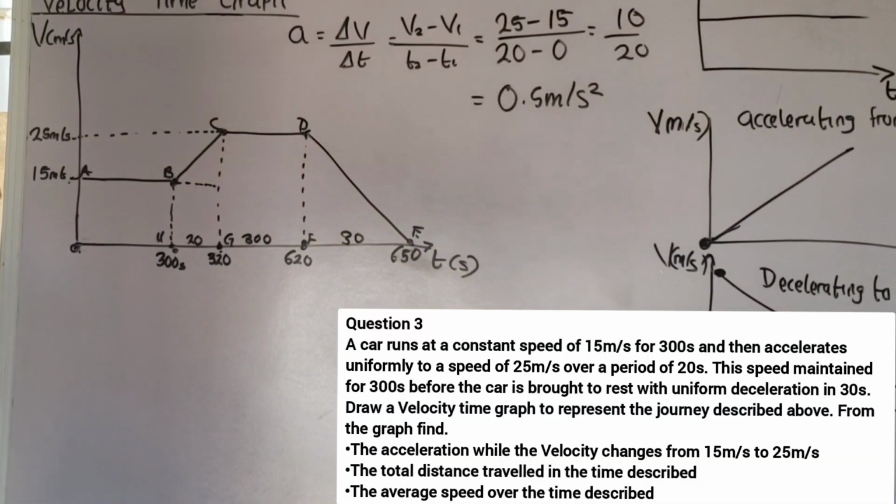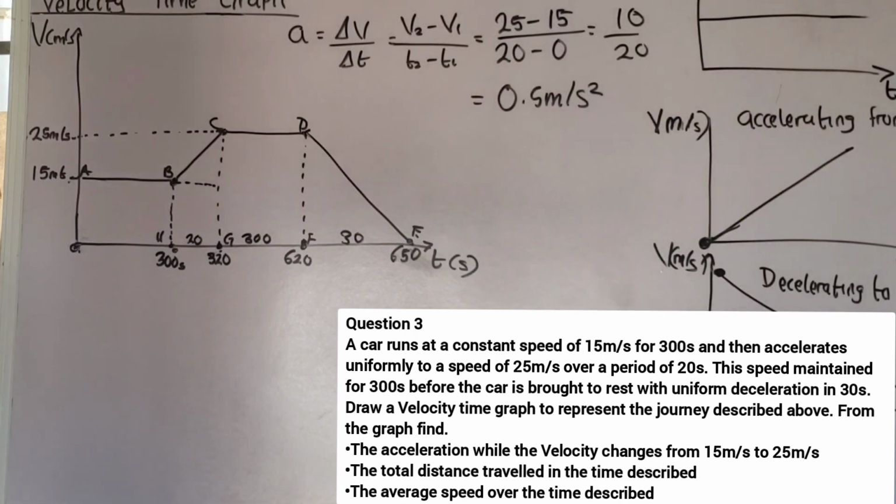Question 2. We are asked to determine the total distance traveled in the time described. See, don't forget, in the previous class I told you that when we are asked to calculate the distance in the velocity time graph, we just have to take the area of the graph that we have. You understand? The area of the velocity time graph gives the total distance.